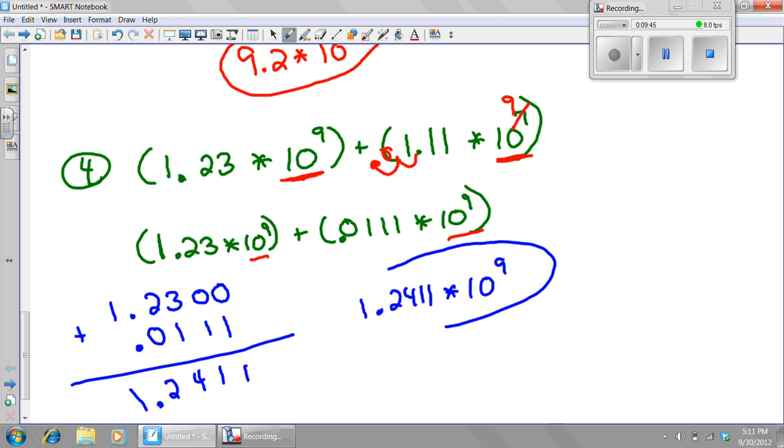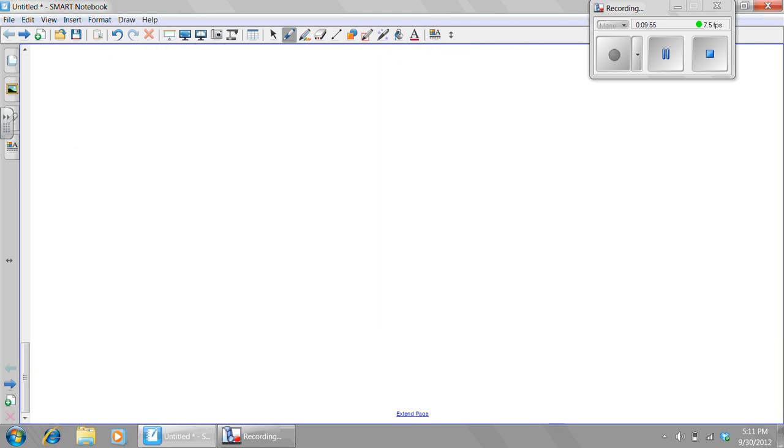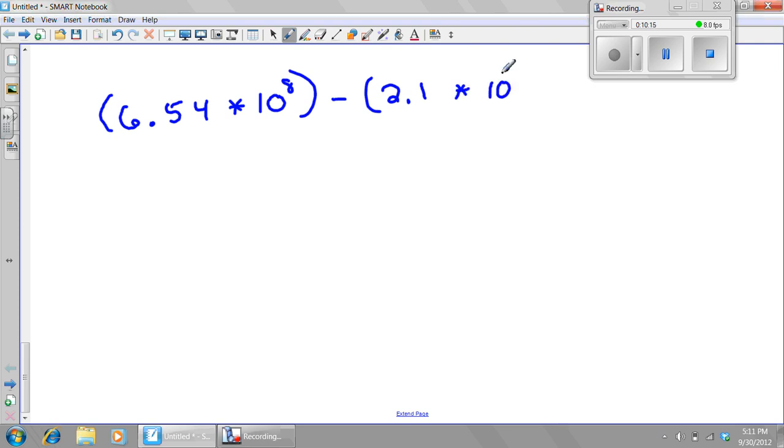See how simple that is? You have to make your exponents match. If your exponents match, you can add. All right, I'm going to put up a subtraction problem. It's done the same way. We're going to suggest we do 6.54 times 10 to the 8th. And we're going to subtract 2.1 times 10 to the 7th.